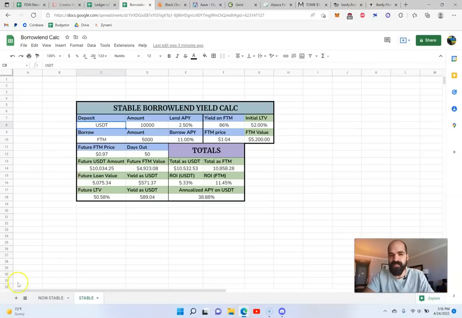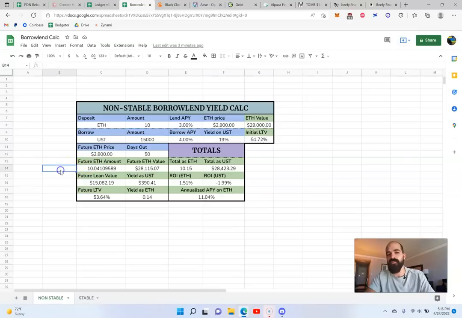All right, I'm just rambling at this point. Let's look at the non-stable. So non-stable is where you would deposit a non-stable asset like Ethereum, because you love Ethereum, you're long on Ethereum, but you want to get a yield on it, right? And you want to do better than Lido. Lido is the Anchor of Ethereum.